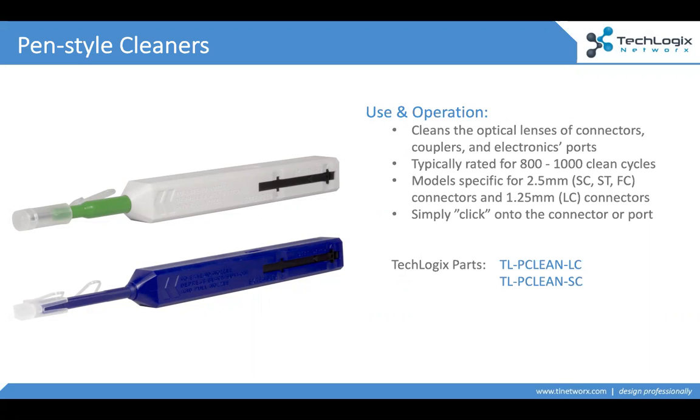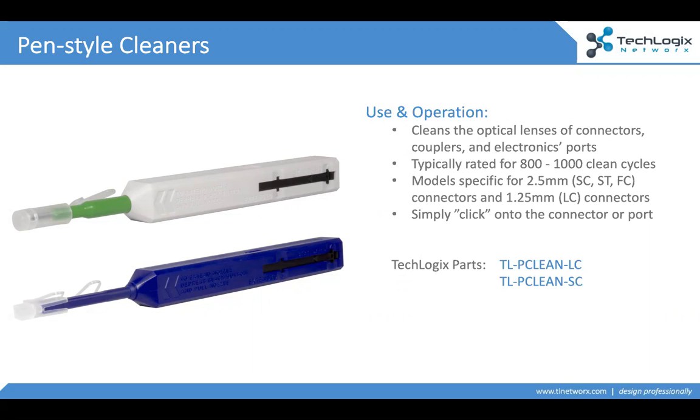If there's oil or dust or pollen or anything obstructing those lenses, you'll find an installation at 12 dB loss, 20 dB of loss, a really high loss bracket. You'll clean it with these pen style cleaners and drop down to within that decent range, 1.3 dB, 2 dB, whatever it may be. So these are one of the best investments you can make. It's also one of the least expensive tools in the toolbox. And again, you get 800 to 1,000 clean cycles.